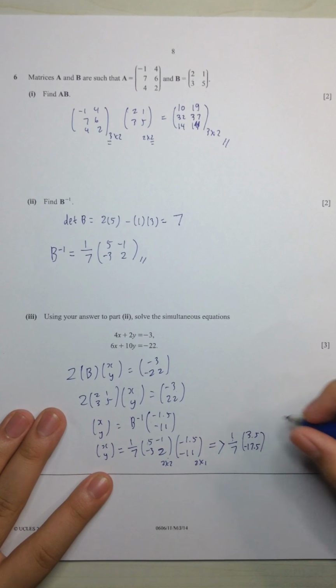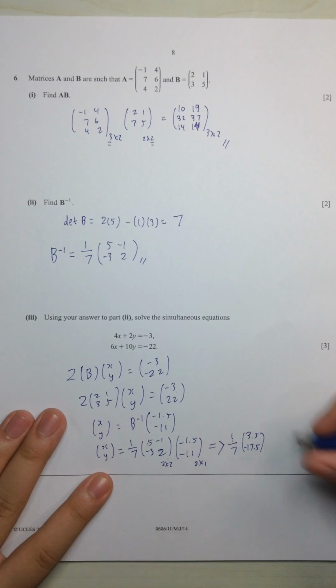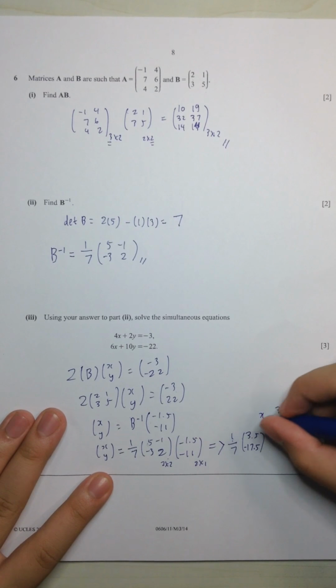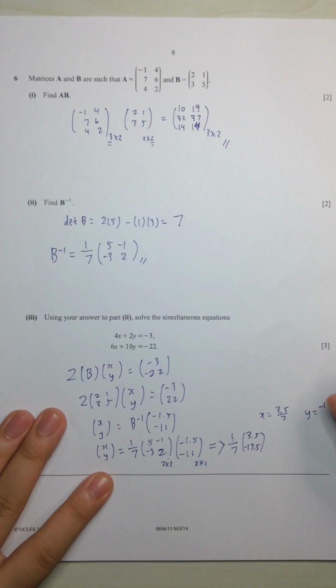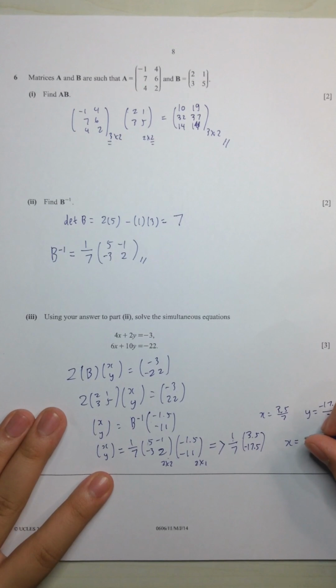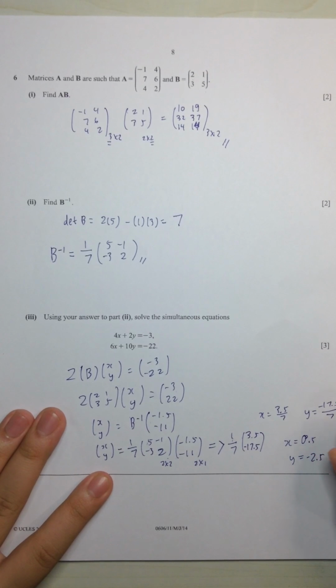Then we will divide them by 7, so it becomes 3.5 over 7, which is x, and y equals -17.5 over 7. Hence the answer will be x equals 0.5 and y equals -2.5.